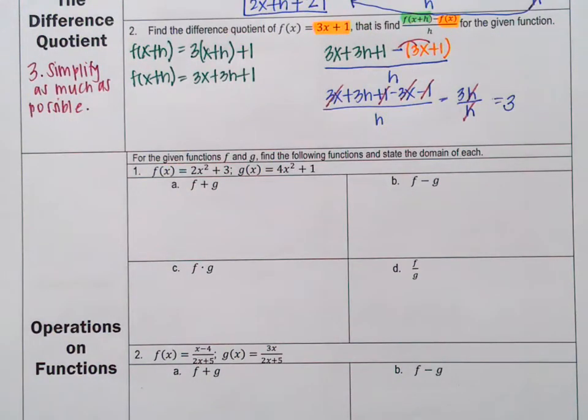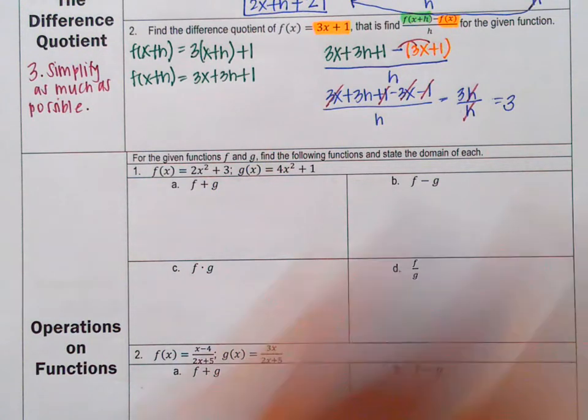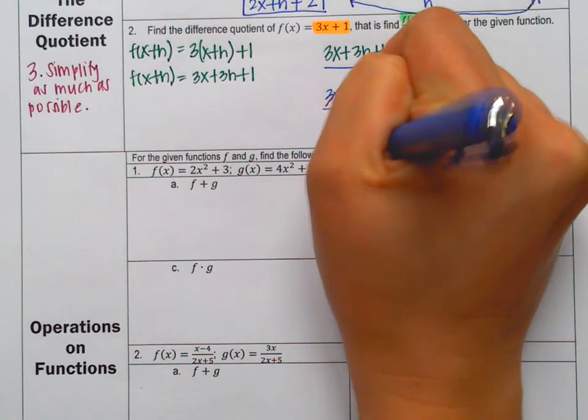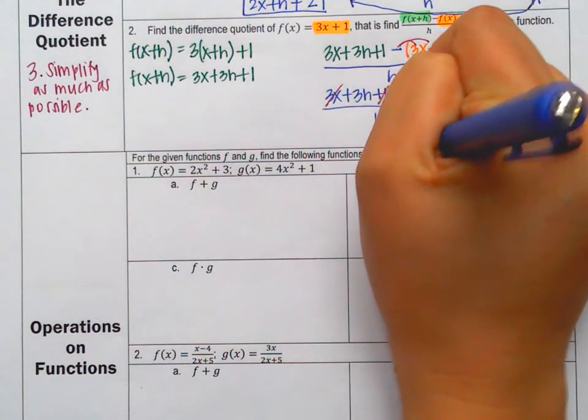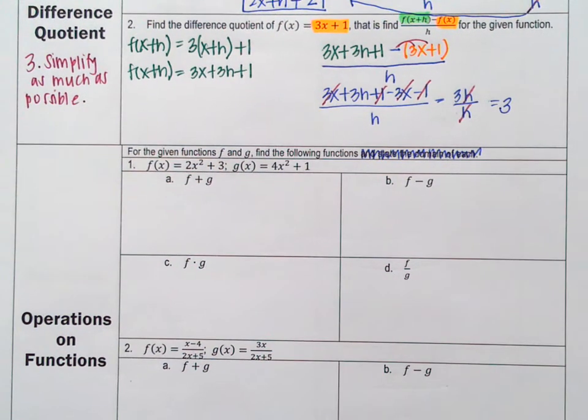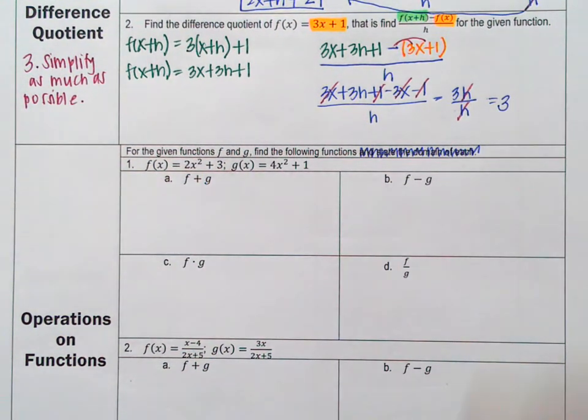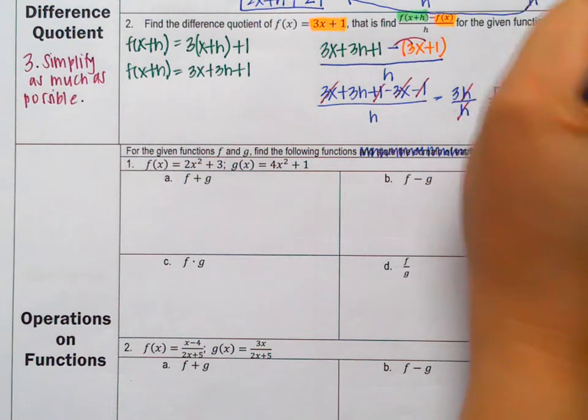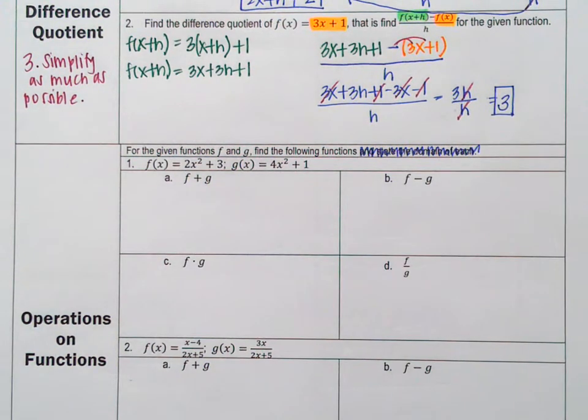Okay, so our last section that we're going to do today is operations on functions. So it's essentially just taking two functions. We're going to be adding, subtracting, multiplying, dividing. It says state the domain of each. We're not going to do that. So we're just going to cross that part out. We're going to talk about domain in the next video. Get excited.